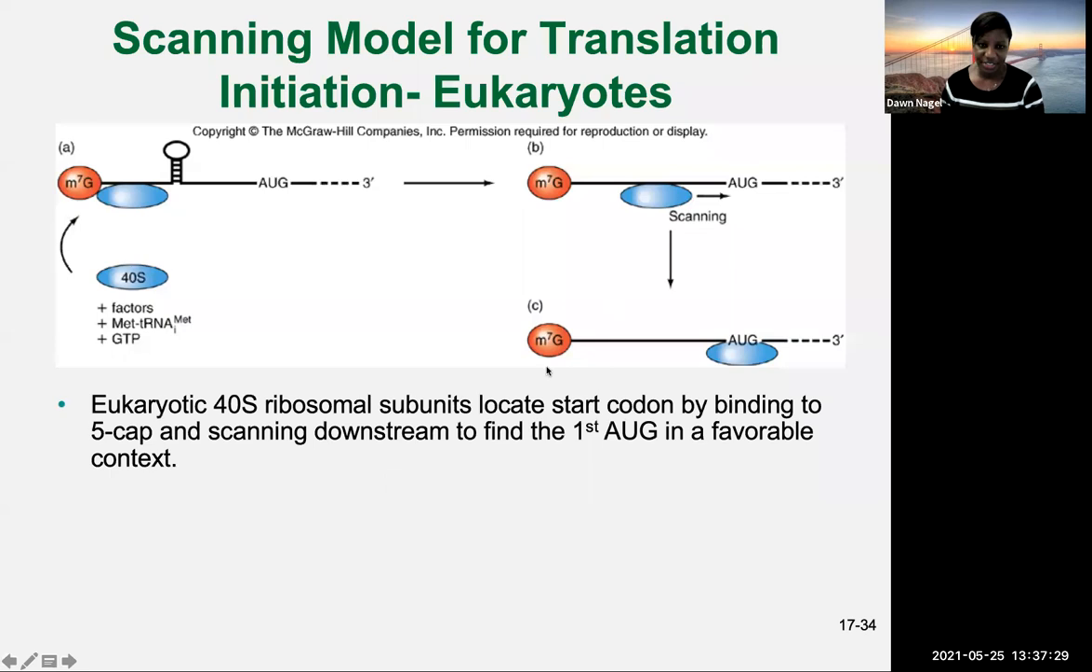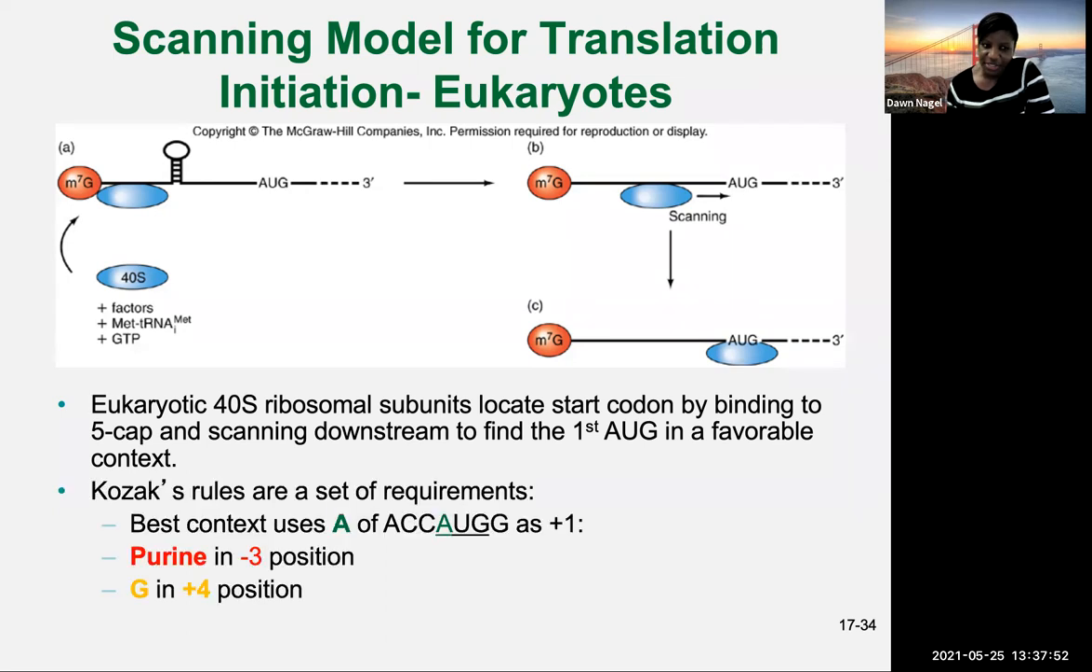This is not random either, because you have many AUGs. Why does the ribosome stop at this AUG versus another AUG that might be upstream or downstream? Even though you don't have that Shine-Dalgarno sequence, there are sequences that have been shown to be favorable. This was also done through a series of mutations and comparisons between different eukaryotic genes.